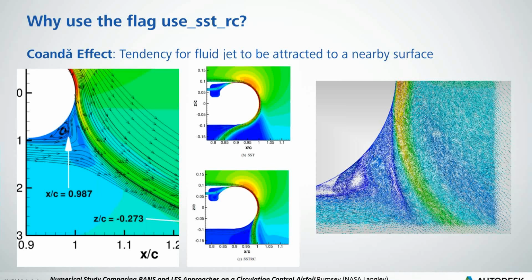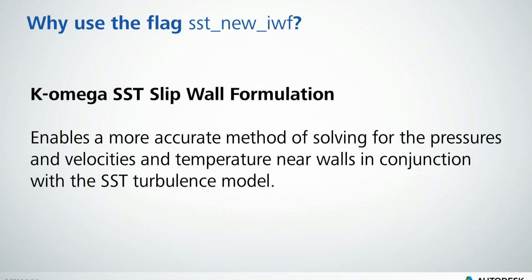And that flag also goes together very well with our SST_new_IWF flag. So this actually implements what's called a slip wall formulation. So basically, if you were to look at how the solver is solving for the wall itself, there actually is a velocity at the wall, okay? And that's by design. When you look at the results inside of Simulation CFD, we're actually applying a zero velocity at the wall just so it looks right. Otherwise, it would look sort of strange when you looked at your iso surfaces or your planes and so forth.